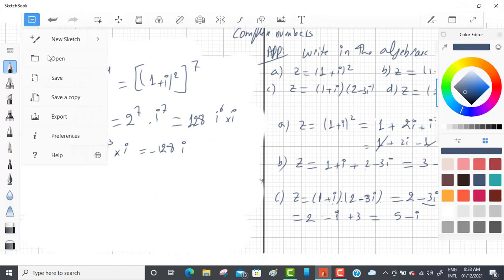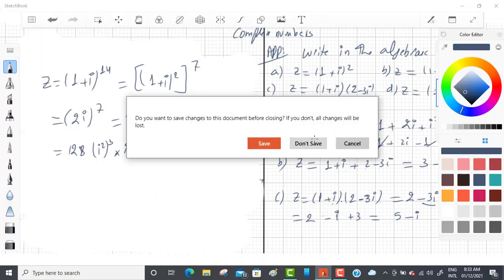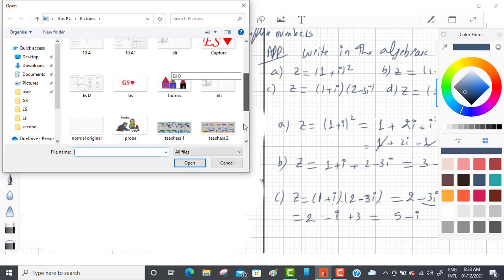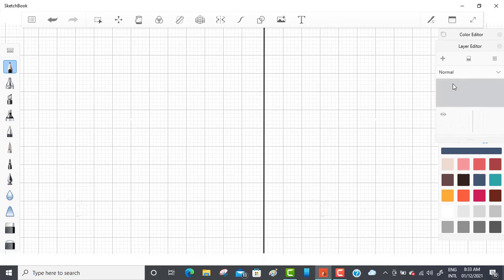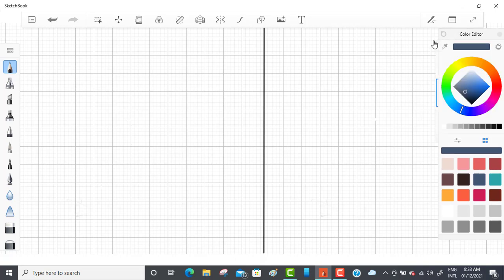Now let's talk about the conjugate. Part 3, conjugate of a complex number.